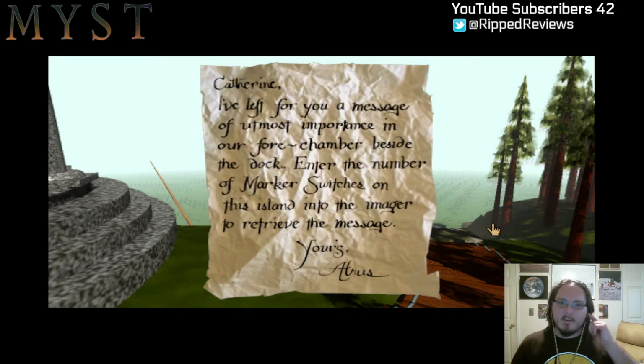Catherine, I've left for you a message of the utmost importance in our forechamber beside the dock. Enter the number of marker switches on this island into the imager to retrieve the message.